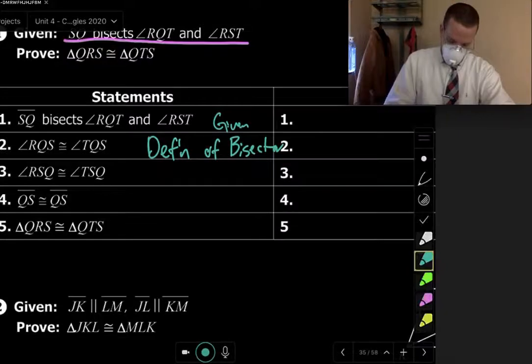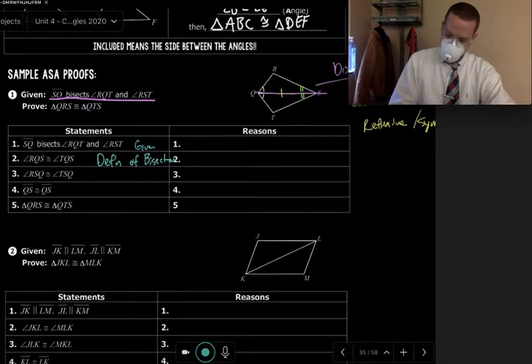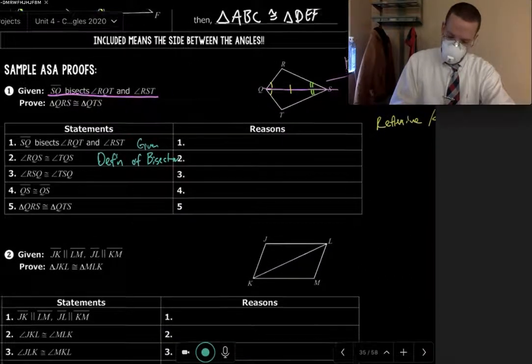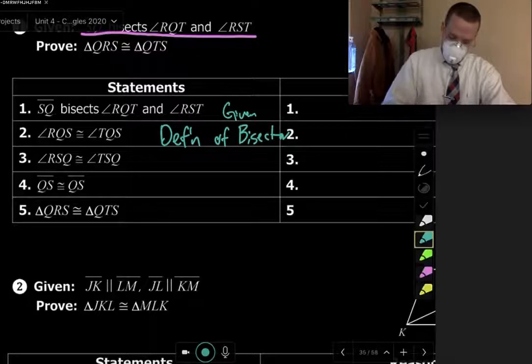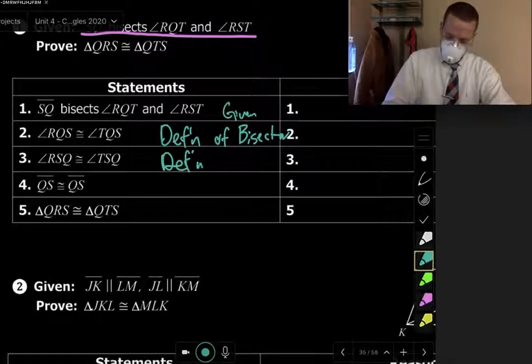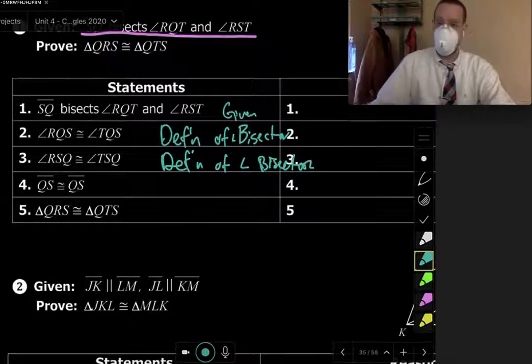Again, RSQ, TSQ, isn't that what we wrote? Yes, it is. RSQ is congruent to TSQ. And again, that's the definition of an angle bisector. That's what an angle bisector does. It cuts an angle in half. It makes two angles congruent because it bisects them. It slices them right down the middle.